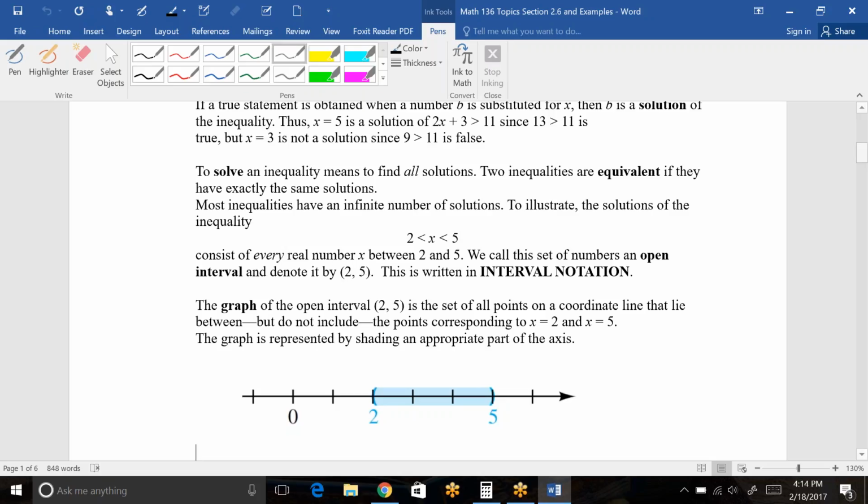Now when you write your answer set like this, 2 to 5 with parentheses, a lot of people think that looks like an ordered pair. But when talking about inequalities or domain, it's not an ordered pair. It's what we call an interval of solutions or values that we can plug into something. This is called interval notation. Interval notation is always a starting value to an ending value. It always goes from least to greatest, and the parentheses or brackets, which we'll see one in a minute, tell us whether or not the endpoints are included.